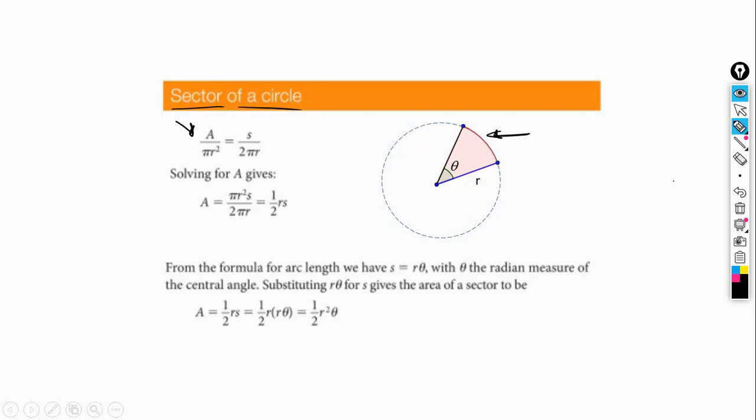The area of the sector over the area of the whole circle, pi r squared, is equal to the length of the subtended arc S to the total circumference, 2 pi r. So if we solve for A, we're going to get 1/2 r times S. But from the formula for arc length, we know that S is equal to r theta. So if we plug that back in here, we're going to get that the sector of a circle is equal in area to 1/2 r squared times theta, where theta has to be in radians.